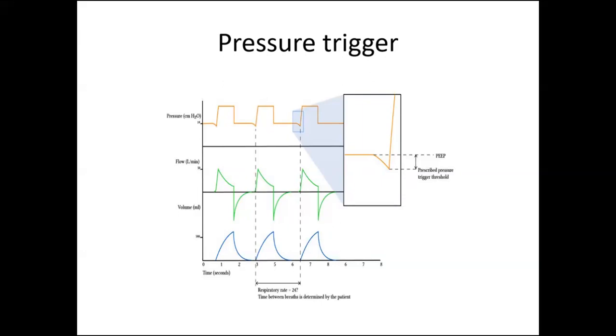Or if you set a flow or pressure trigger, it is going to assess the response from the patient. If the pressure decreased to a certain extent or the flow increased to a certain extent, it will trigger the breath. It thinks the patient is breathing, so I need to give the breath now. Pressure and flow triggers are mainly for synchronizing with the patient's effort, mainly to prevent asynchrony.